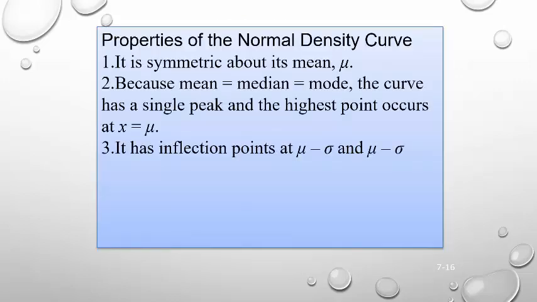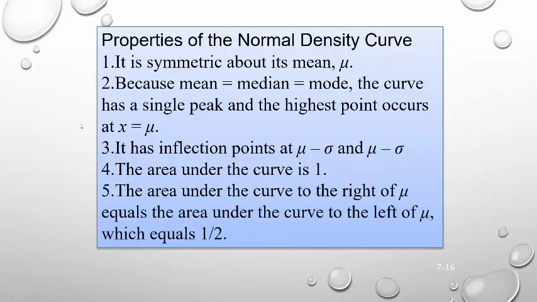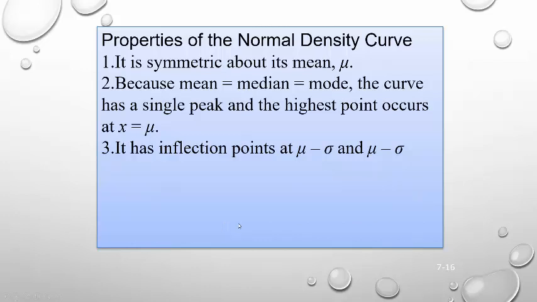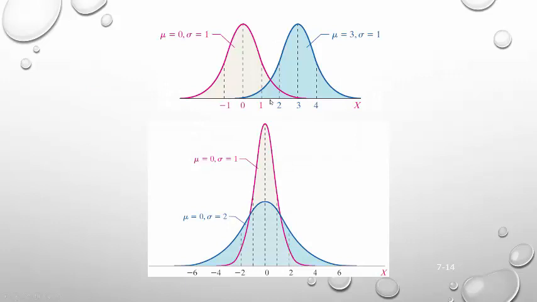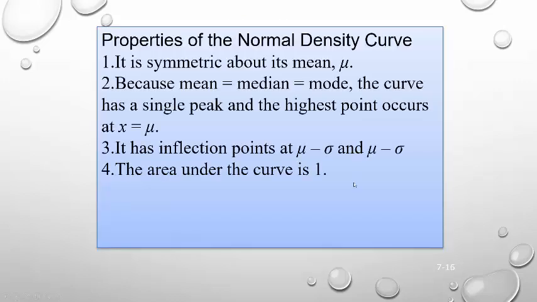Okay. It has inflection points at mu minus sigma and mu plus sigma. The area under the curve is 1. That's how we're going to relate it to probability. And the area under the curve to the right of mu is the same as the area under the curve to the left of mu, which is 1/2. So what that means is that half the area falls above the mean, half the area falls below the mean. So if you look at this red curve here, half of the area is above, half is below.